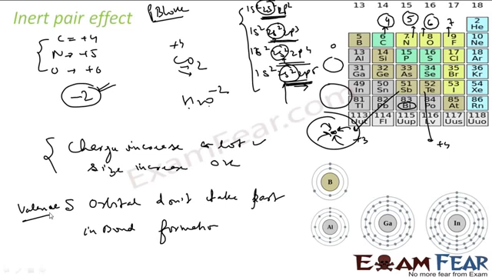But in this case, as you go down, the charge increases a lot and size increases a little less. So these electrons are hogged by the atoms, and the valence s orbitals don't take part in the bond formation. So the maximum oxidation state shown by the lower or the heavier elements in the group is 2 less than my group oxidation number. Correct? Why only 2? Because this is 2s2. Okay.